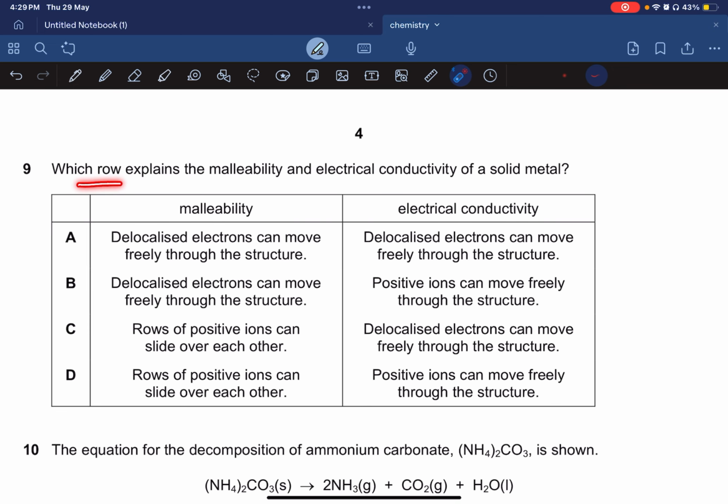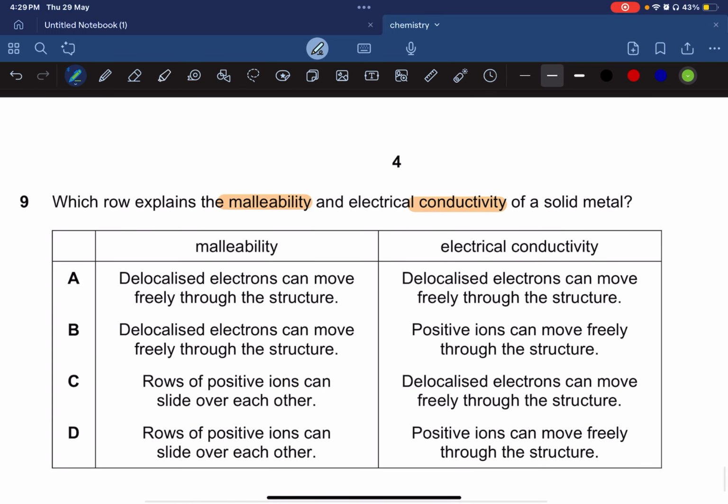Which row explains the malleability and electrical conductivity in a solid metal? Okay, so what we're dealing with is malleability and conductivity. We know that metals are conductors because of their delocalized electrons. That's what makes them conduct electricity. So that's what we're looking for.